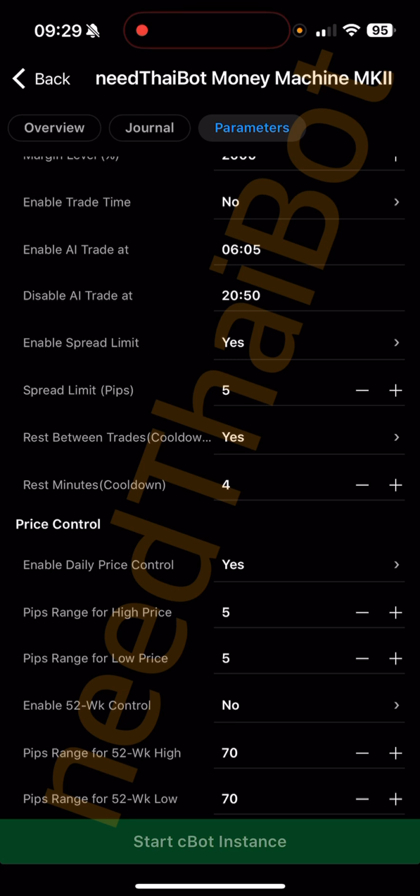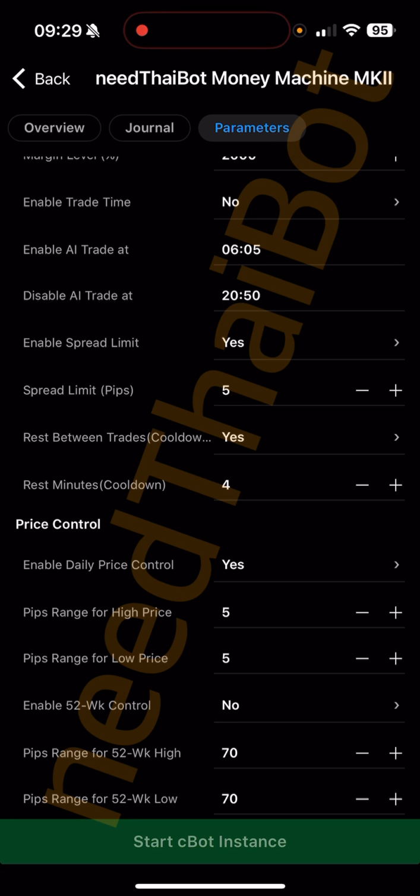And similarly for low prices, the bot will not open a sell when it's close to the lowest price of the day, and when it's close to the highest price of the day, the bot will not open a buy. So this will stop the bot from buying at too high a position or selling at too low a position.